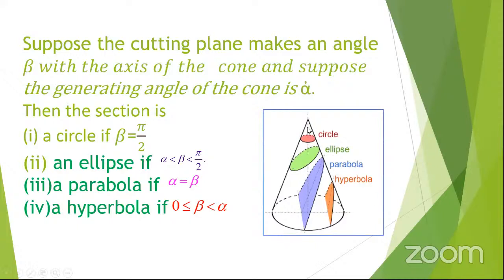Look at the figure, children. This is a cone and the plane section gives us a circle when beta equals pi by 2. And it gives an ellipse when alpha less than beta less than pi by 2. And the plane section will be a parabola if alpha equals beta. And the plane section is a hyperbola if 0 less than or equal to beta less than alpha. These are the different cases that we get in plane section, children.